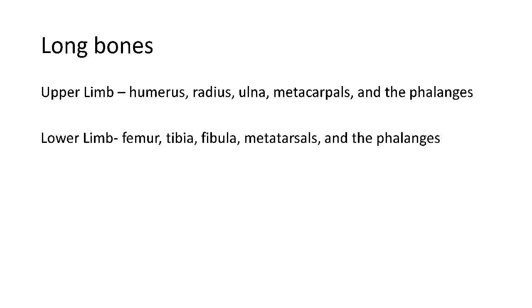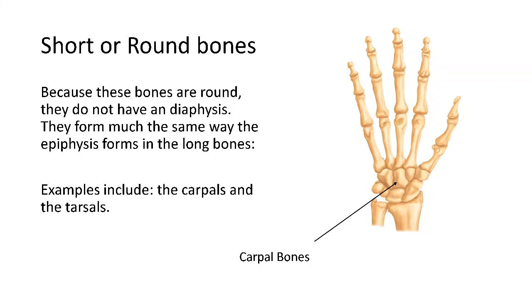a long bone. Short or round bones include the carpal bones, which are the wrist bones, and the tarsal bones, which are the ankle bones. They are round, they do not have a diaphysis, and they form pretty much the same way the epiphysis forms in the long bones, by secondary ossification. They form later, and if you do a radiology x-ray of an infant's wrist, it will look like it's still mostly cartilage.